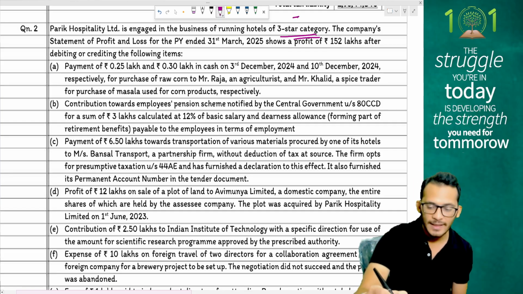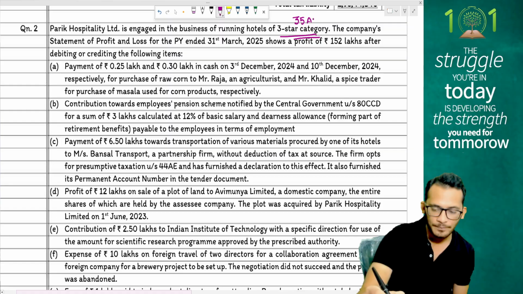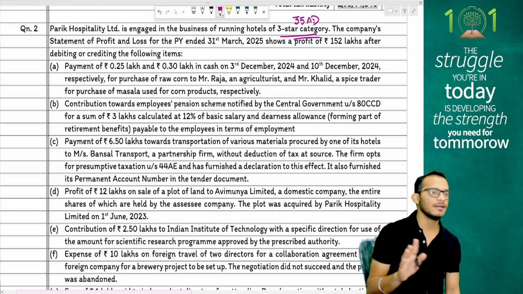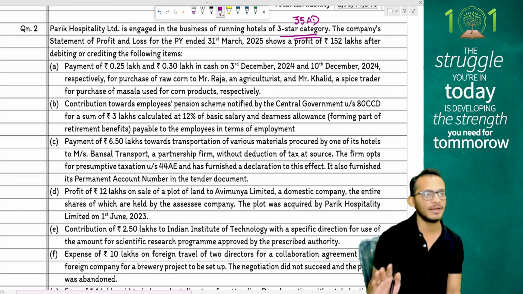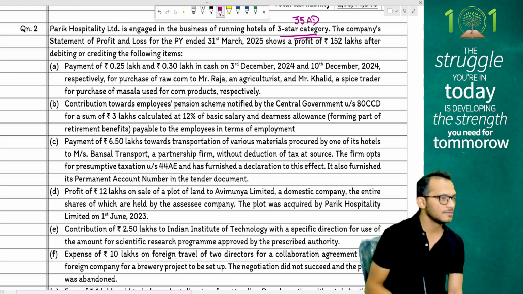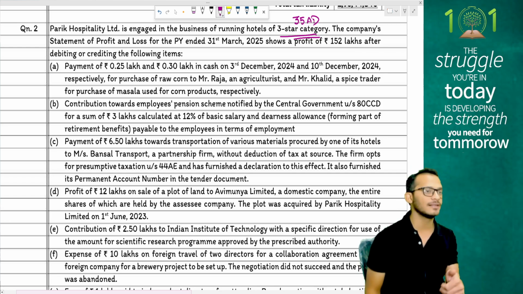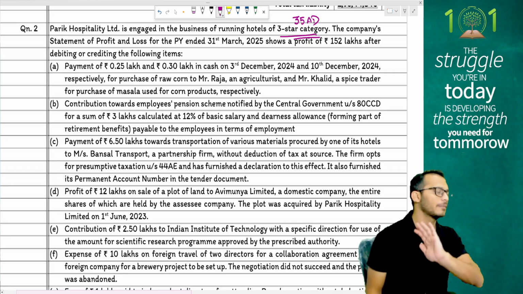Very good. We are at 35AD. I've been telling this earlier also, people. Section numbers are not important in exam, but the more you know, the better it is. That is why I'm just practicing it along with you. If you remember, good for you. If you don't remember, don't worry about it.